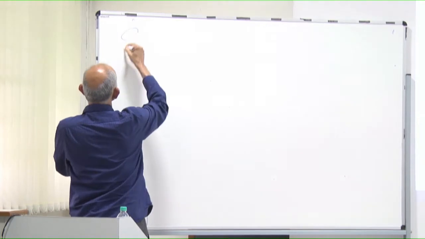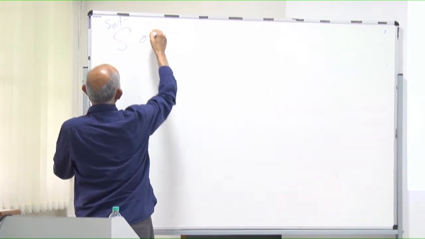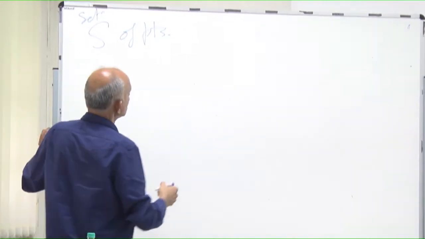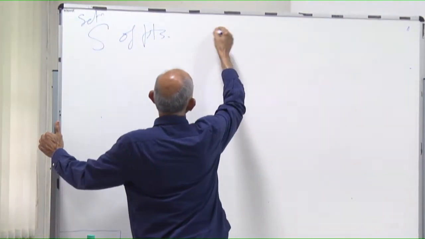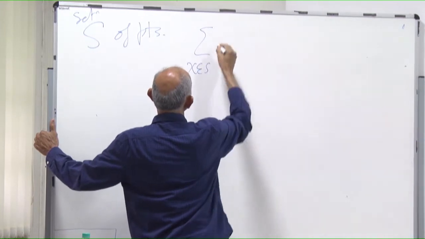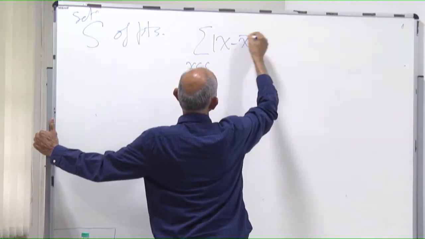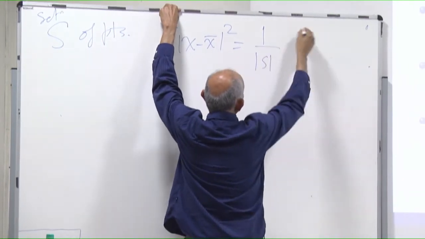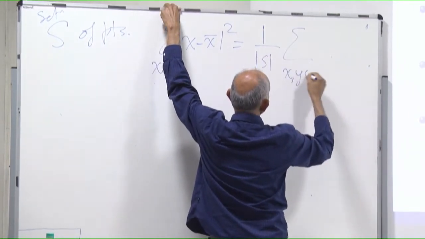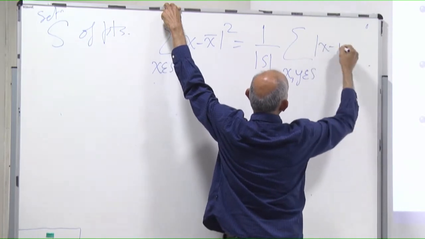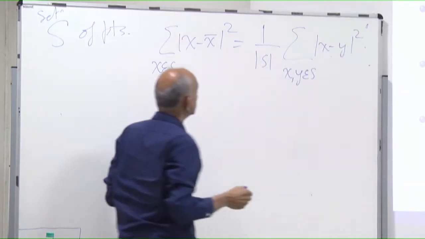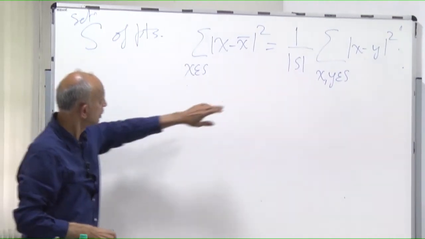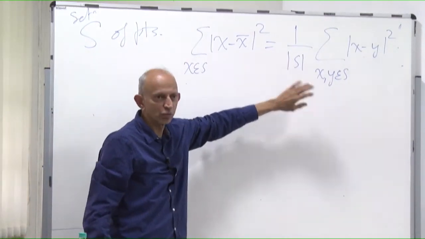So we have a set S of points, and this is asserting there are n points. This is asserting that the sum over x belonging to S of (x minus x bar) squared is 1 over S times the sum over all pairs x, y belonging to S. This is only true for squares. See, I always may get this wrong. It might be S minus 1.